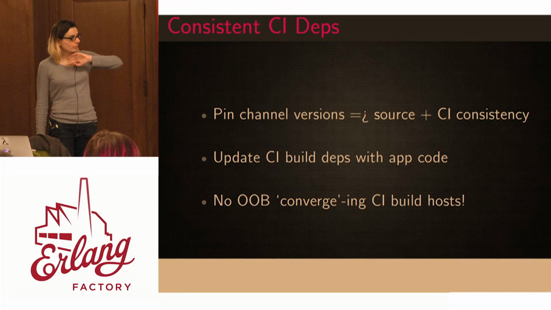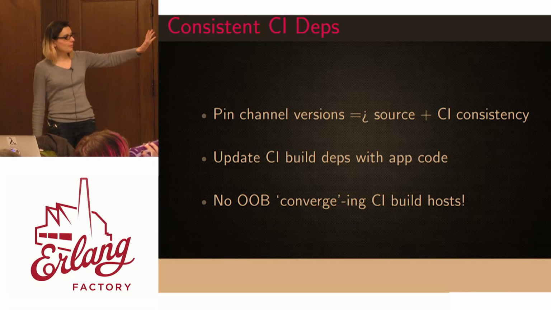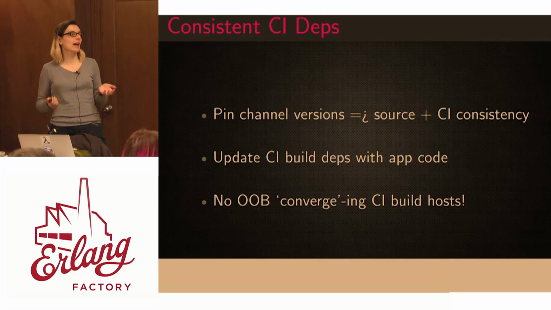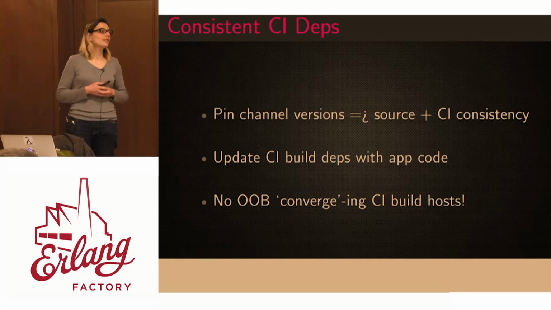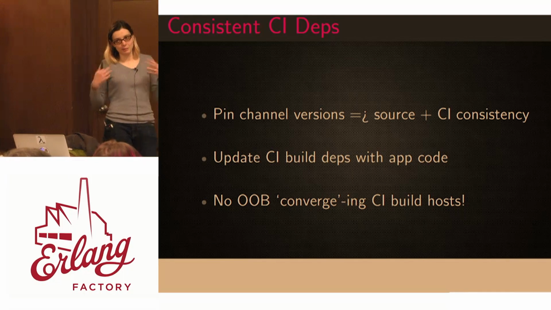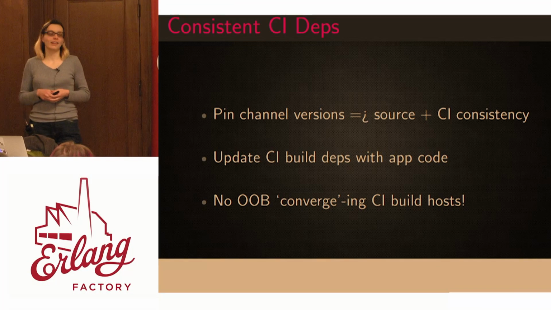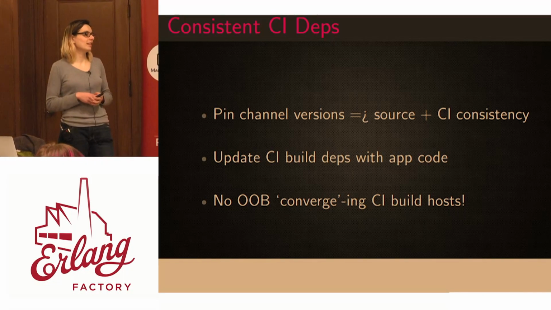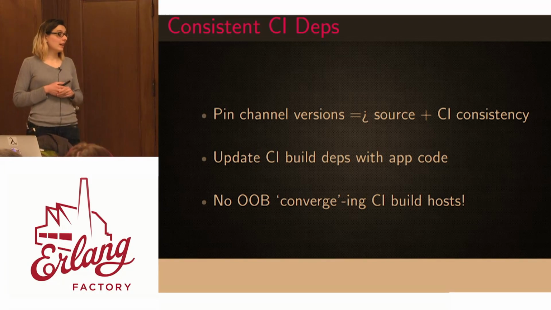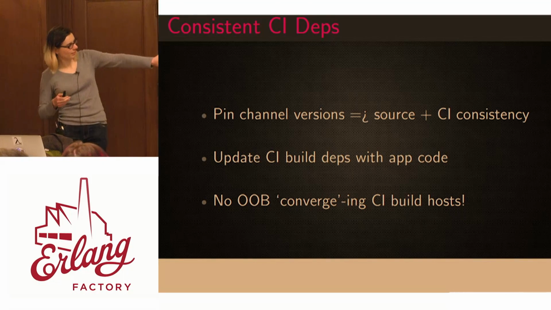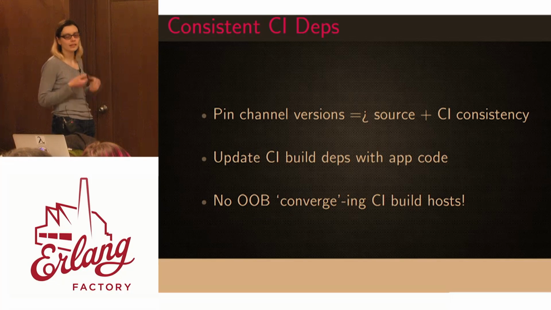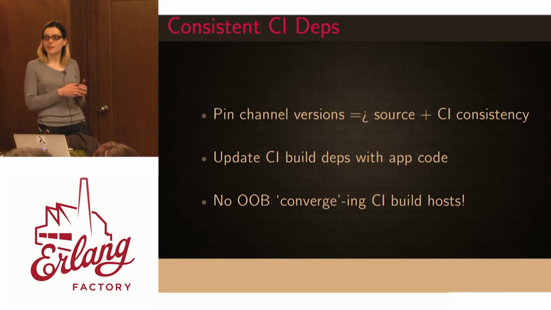So from a CI dependencies perspective, as long as you pin down your channels, we get this application source and CI script consistency. This is kind of a big win, I think, at least for someone who's been asked to update the CI build service with the right dependencies for specific applications. We get to update our CI build dependencies alongside the app code. So anytime you change your app code dependencies, you change the CI scripts, because everything's inside of the source repository.